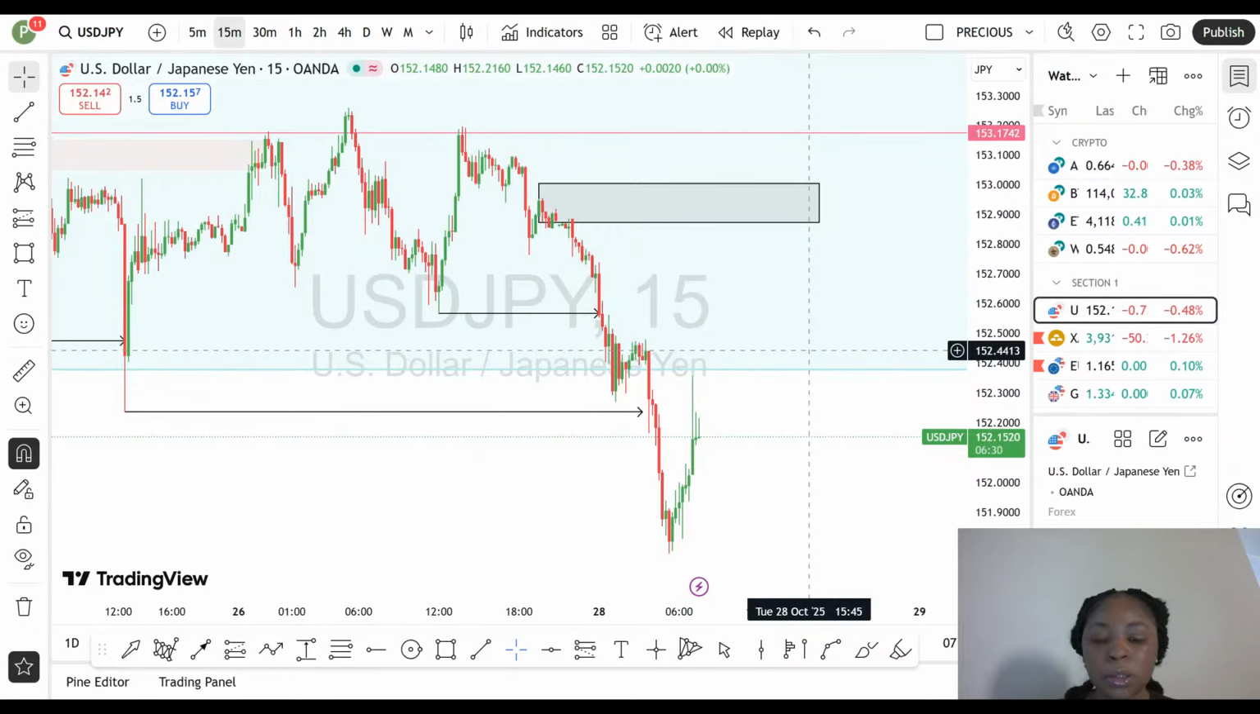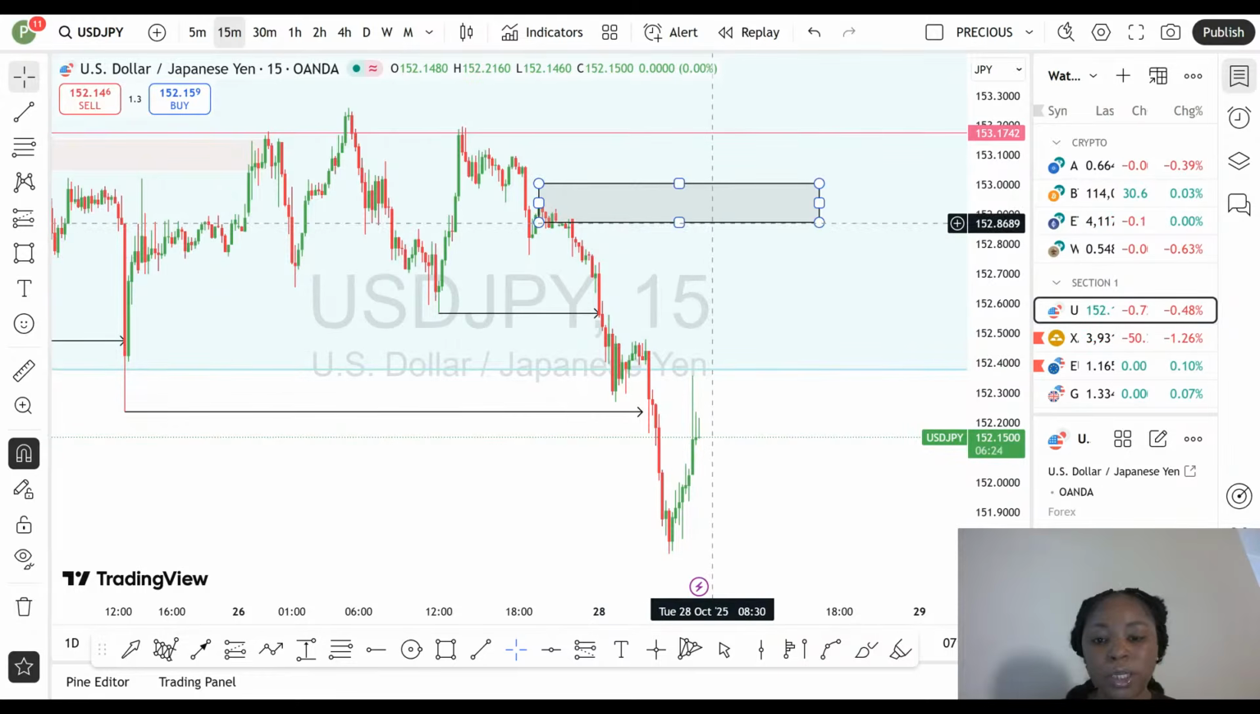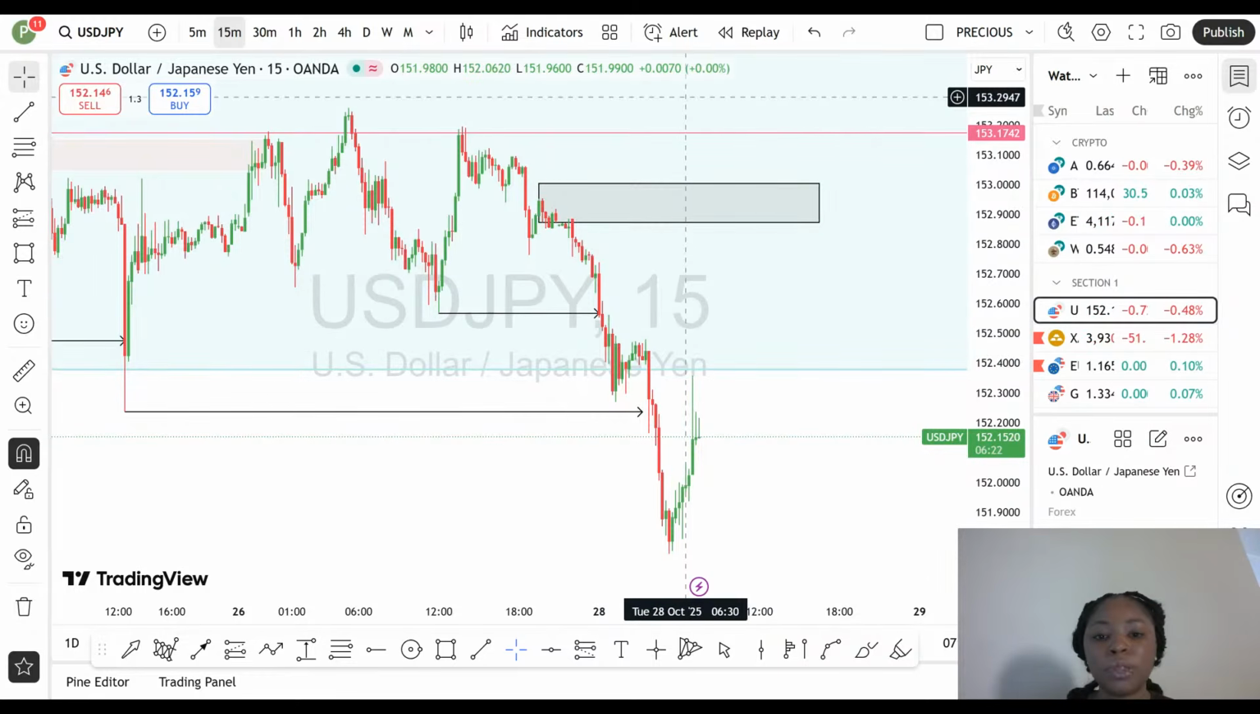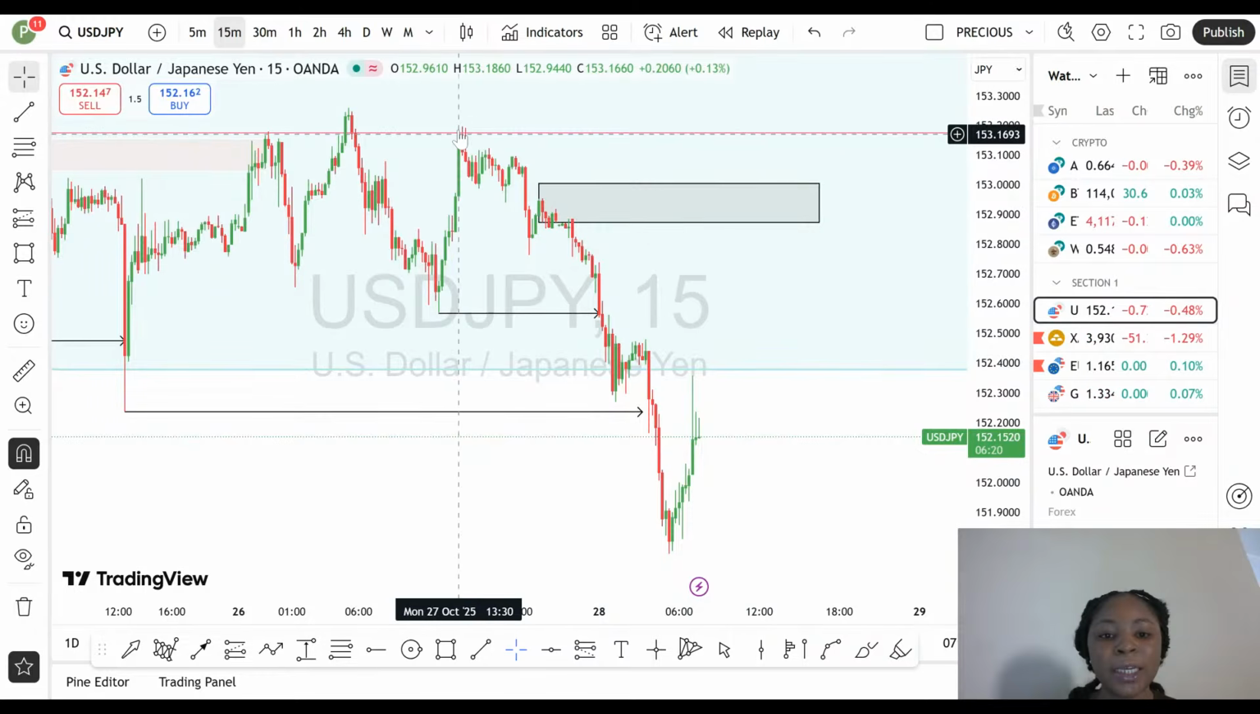and see. So what I'll do now is, when I take my order block from here, I want to make sure my stop loss is above this high here. My stop loss is above my high here.